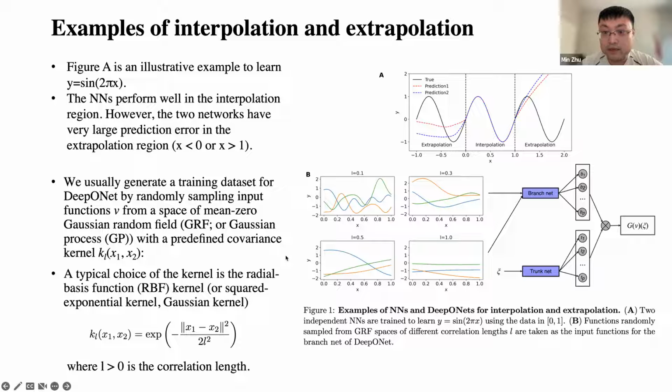The value of L determines the smoothness of sampled functions, and a larger L leads to smoother functions, like L equals 1. Several functions randomly sampled from the space of GRF with different L are shown in Figure B. Here, if the correlation length for training is different from the correlation length for testing, then it is extrapolation. The error of extrapolation can be represented by the difference between L train and L test.